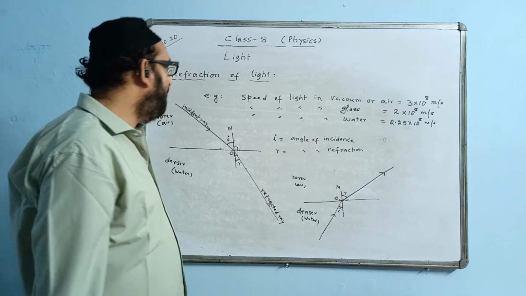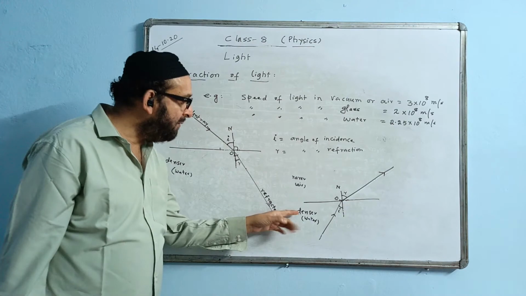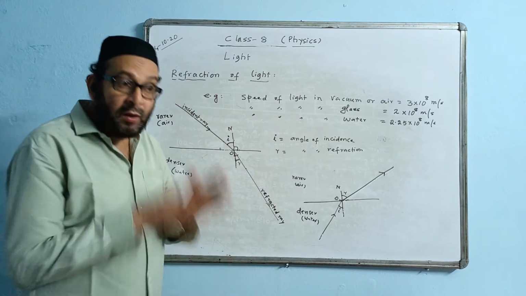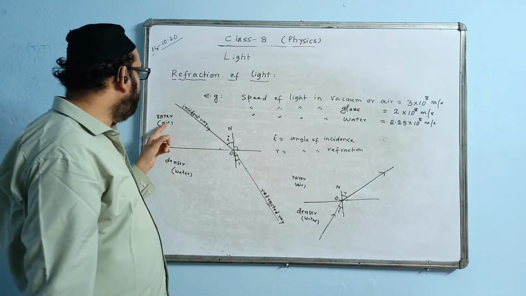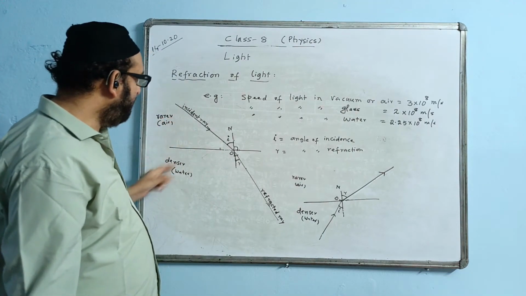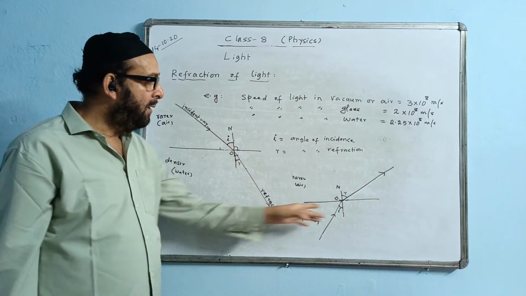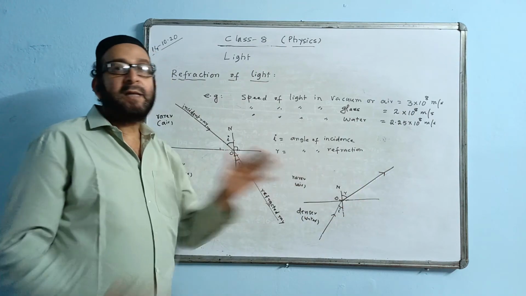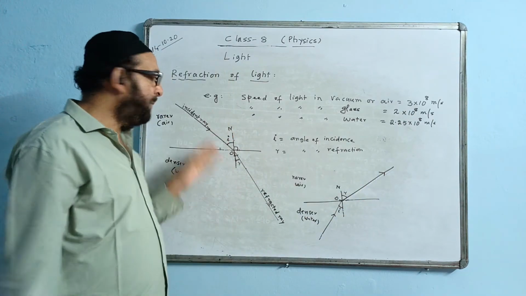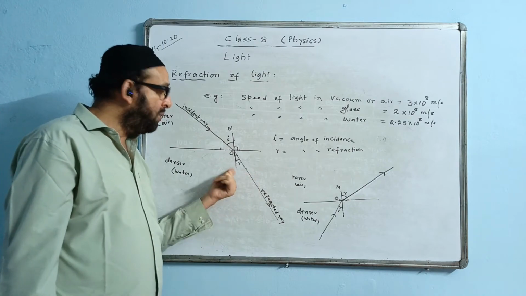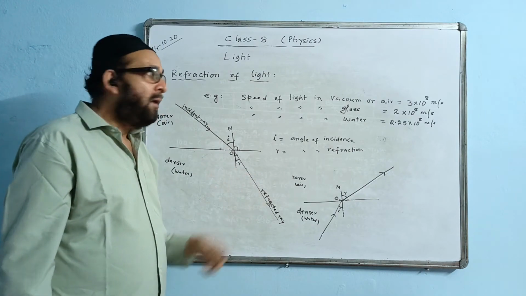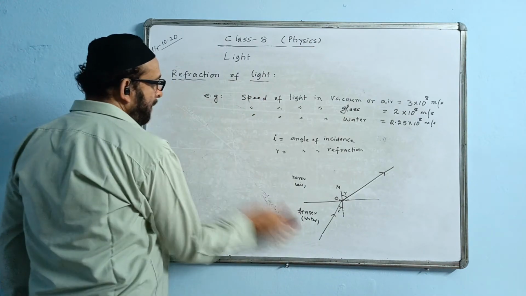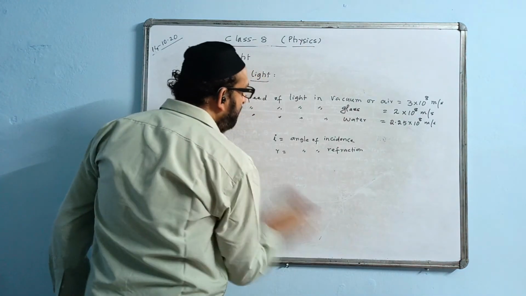When does the ray of light bend away from the normal? When it travels from the denser to the rarer medium. When does it bend towards the normal? When the ray of light travels from the rarer to the denser medium. This way the diagram will come. Here the speed is increasing, that's why it is going away from the normal. When the speed is decreasing, it will bend towards the normal. So this is how you draw the diagram.